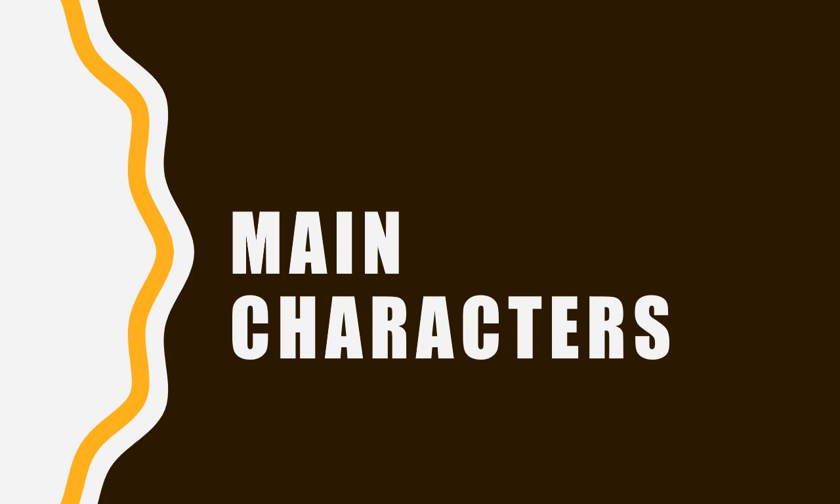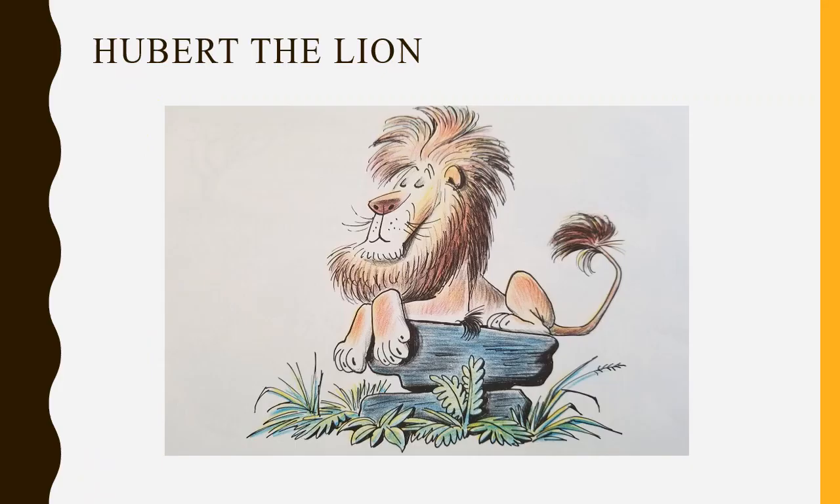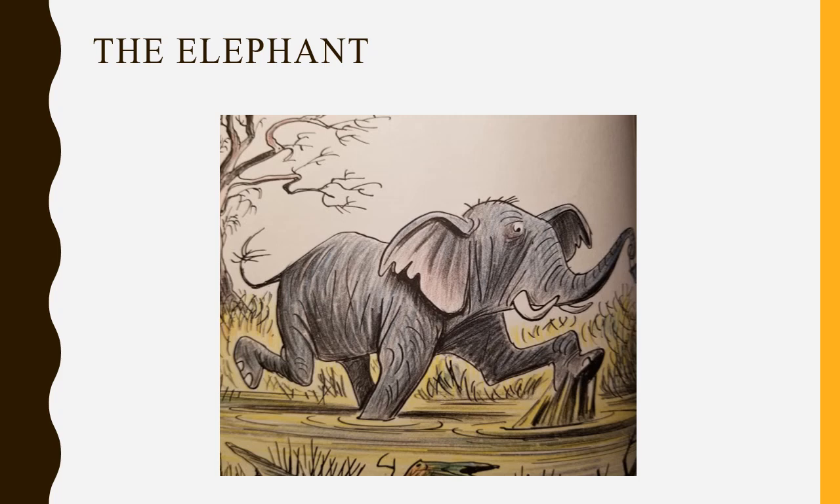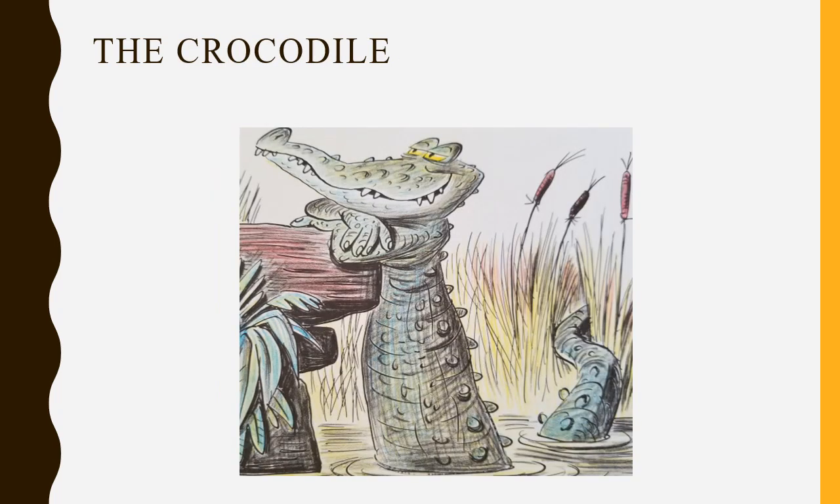To begin, we're going to go over some of the main characters in the story. We have Hubert the lion, who is haughty and vain and elegant and full of conceit. We have the elephant, who is described as being old and wrinkled, and who also ends up being Hubert's true friend in the story. The crocodile, who is creepy and crafty and not such a good friend.